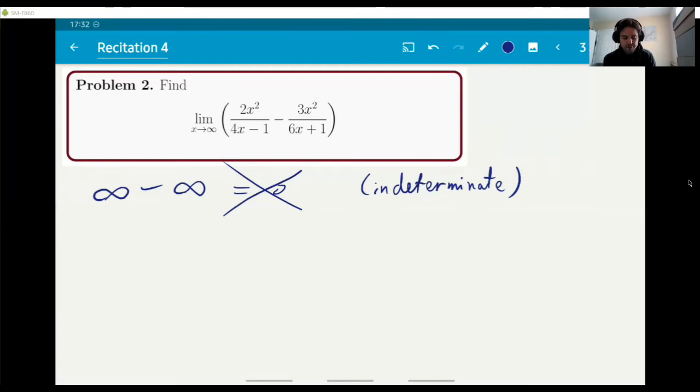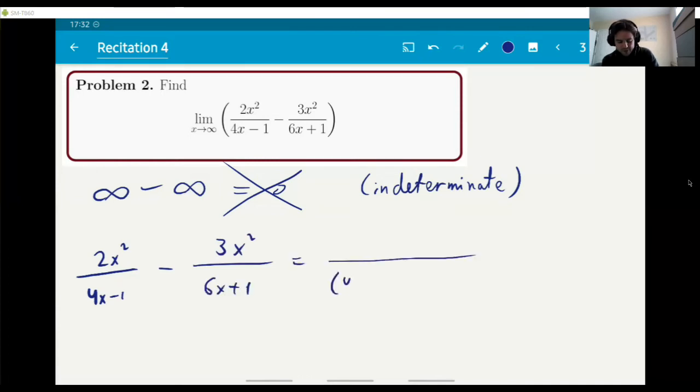And it should be clear what to do here because it's a difference of fractions. Let's compute this difference. Take a common denominator, in which, in this case, both of the denominators are just linear expressions. Our common denominator will simply be one times the other. So at the top, you're going to have 2x squared times 6x plus 1 minus 3x squared times 4x minus 1.